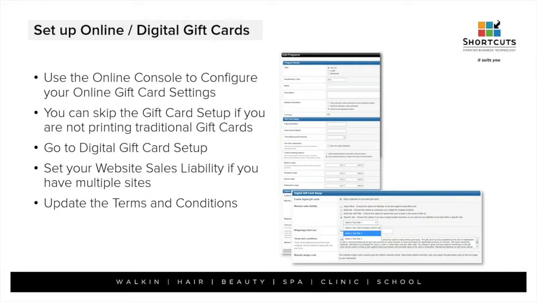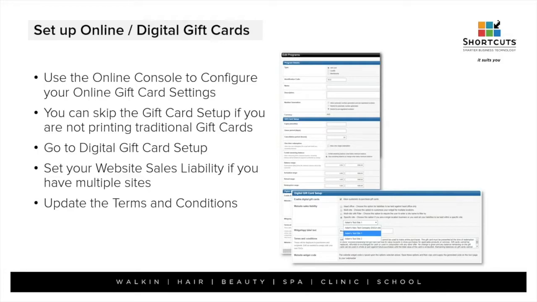Instead, on the bottom half, there is a setup portion that says digital gift card setup. So this is where we tell Shortcuts, is this a multiple site location? And if so, does the customer choose which location they're purchasing a card from? Or if this is a multiple site database and one of the sites is going to hold the liability for all of the sites, again, this needs to be configured. And if you have questions on that, let us know. We will help you configure this.